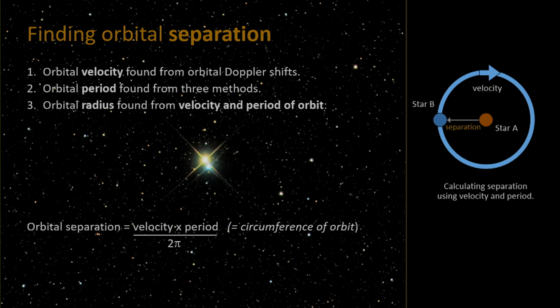Look down below. I've tried to simplify this. The separation between the stars is based on the velocity and the period. What's the distance? Think about these stars traveling around in their orbits. They're going to cover a certain distance, the circumference of their orbit. And if we know the circumference of a circle, don't we know the radius? Yeah. So how about that? That's pretty clever, isn't it? We can determine the circumference of the orbit, the distance the star travels. That gives us the radius or the separation.